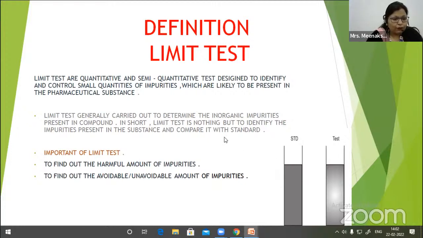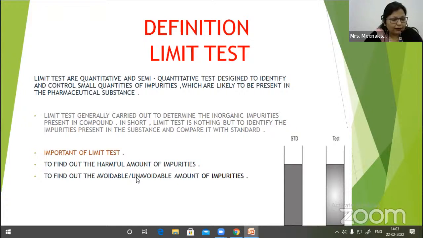Now the most important question which comes to mind is why limit tests are important. For a pharmaceutical substance to be pure, it is very important that it should be pure to a very high level. Why? Because the impurities present in the compound can be harmful for consumption, so that should be avoided. They should actually be removed from the pharmaceutical substance.